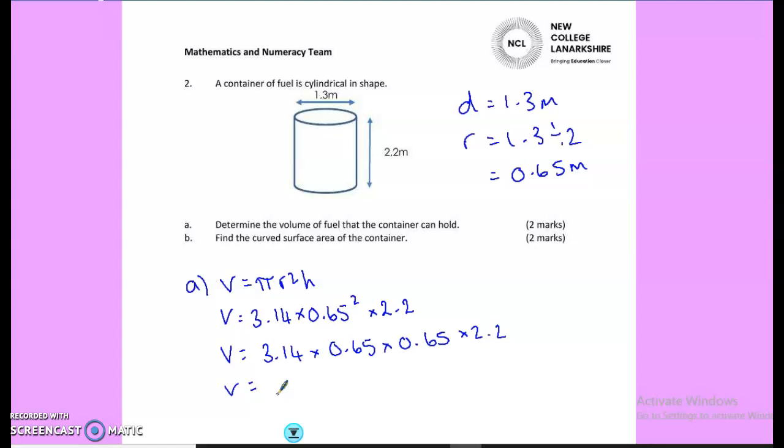I just hit the wrong button on my calculator. Try again. It's 3.14 times 0.65 times 0.65 times 2.2 is 2.92 meters cubed. Let's write that again, cubed. Better.